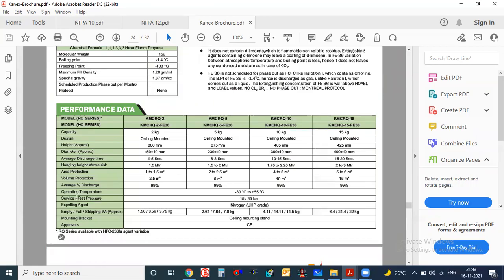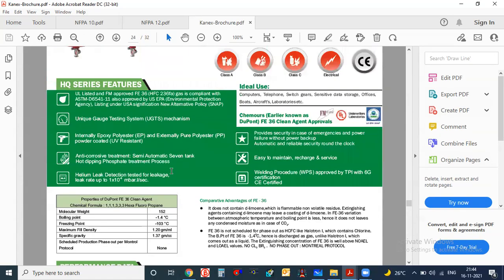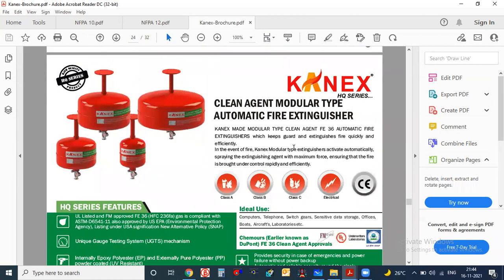Maybe in the technical specification they have not given it. See here, they have mentioned ceiling mounted, height, diameter, average discharge time. Discharge time means obviously it will discharge like a sprinkler. In the event of fire, it activates automatically. See here, it is activated automatically, spraying the extinguishing agent with maximum force, ensuring that the fire is brought under control rapidly and efficiently. So this is an automatic type of fire extinguisher.